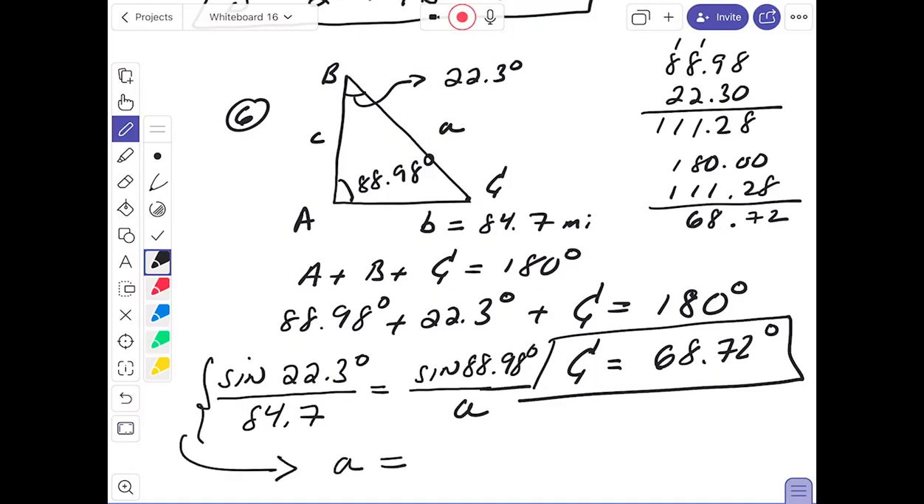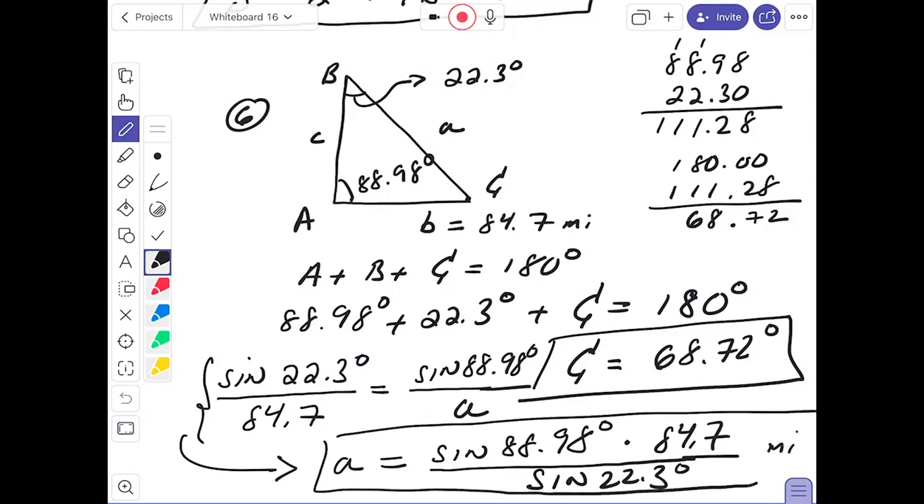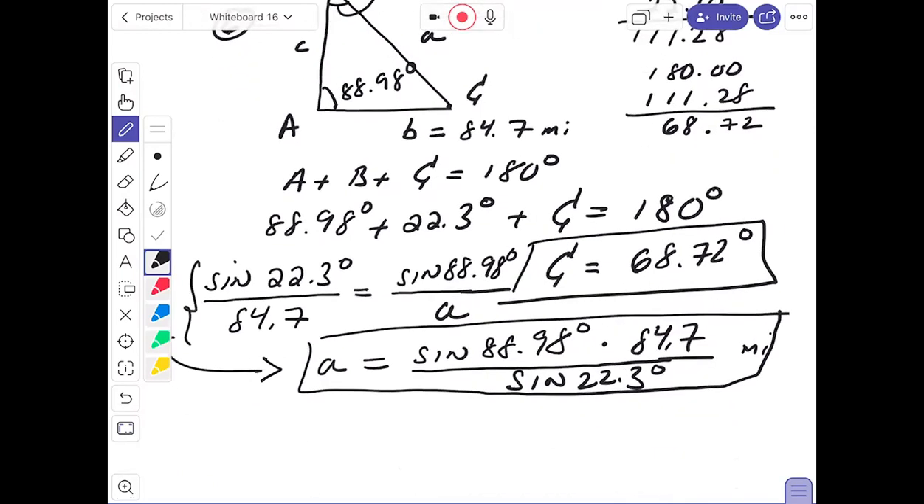What's A? Sine 88.98 degrees times 84.7 divided by the sine of 22.3 degrees. What's the unit on this? Miles. If this was a paper and pencil exam, this would be the answer you're writing down. What I want to write down, though, is the decimal number, and the reason is I want you to learn how to use a calculator. We're trying to teach you that as well.